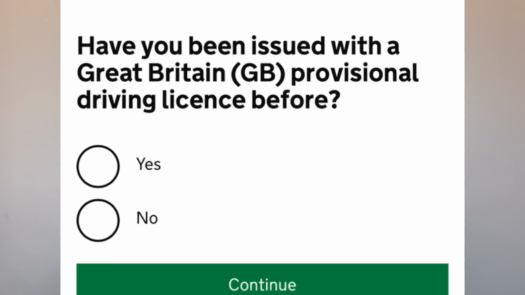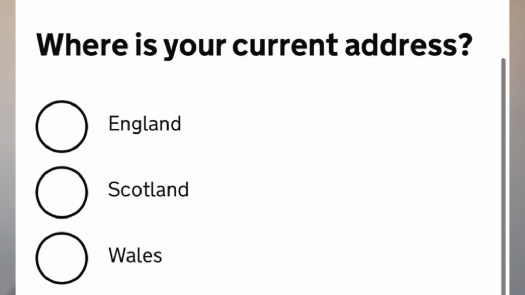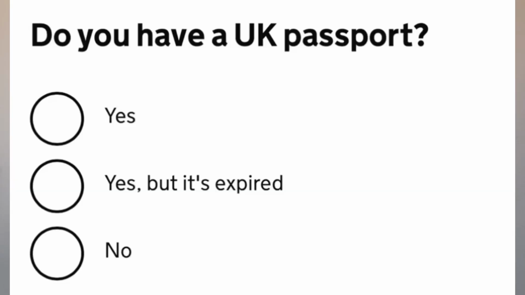The first question you'll get will be this: have you been issued with a Great Britain provisional driver's license before? You will choose no, because of course you haven't. The next question: where is your current address? So you choose the one that applies to you. In my case, I chose England. The next question is, do you have a UK passport? You would say no, because you do not have a UK passport.